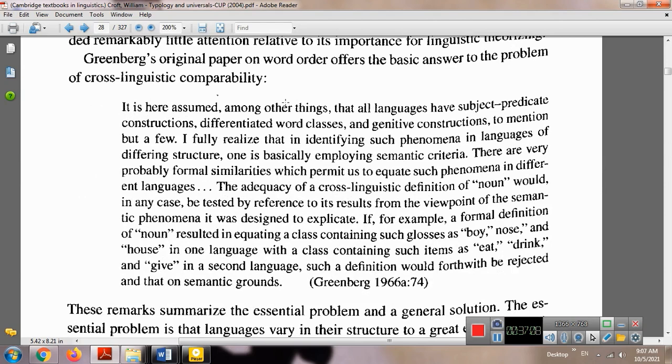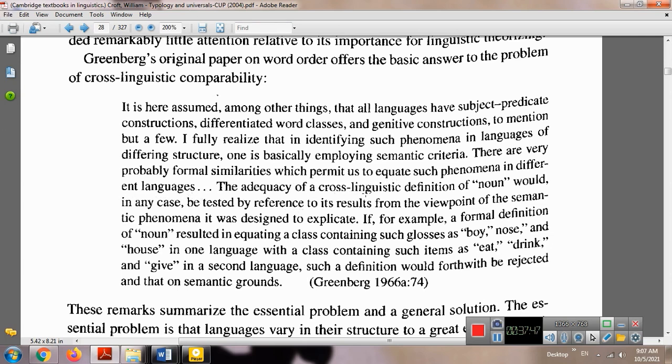It is here assumed, among other things, that all languages have subject-predicate construction. This is common. Differentiated word classes and genitive construction, to mention but a few. I fully realize that in identifying such phenomena in languages of differing structure, one is basically employing semantic criteria. There are very probably formal similarities which permit us to equate such phenomena in different languages.